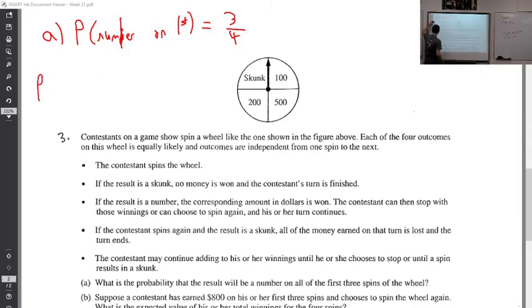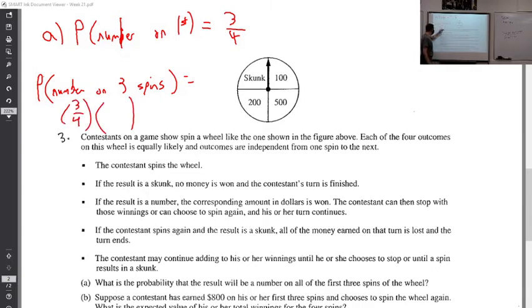So to extend that, the probability of a number on all 3 spins, well, in order to do that, you're going to have to get a number on the first spin and multiply, and get a number on the second spin, and get a number on the third spin.